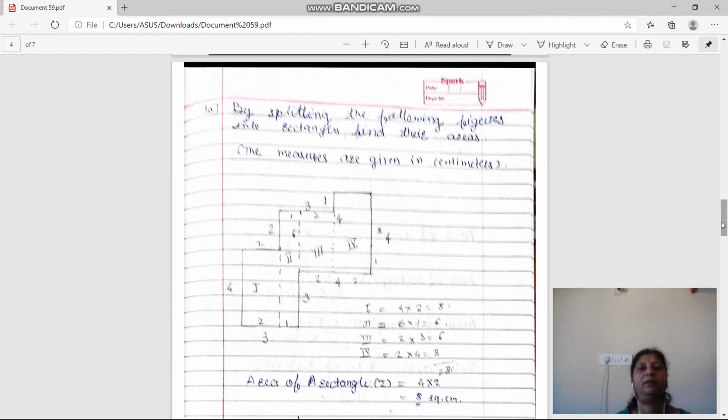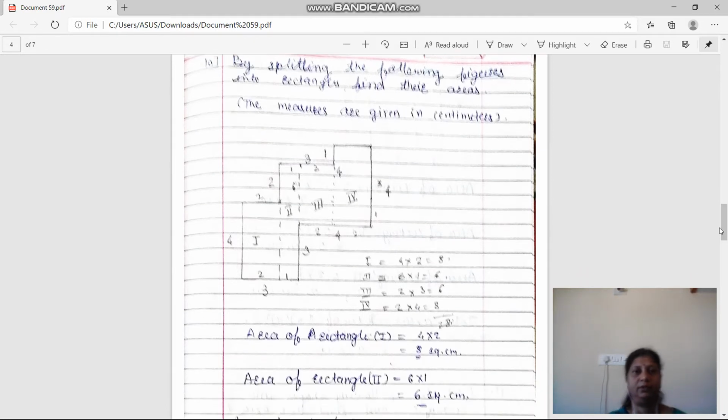Now next, by splitting the following figures into rectangles, find their areas. You can see in the book, but you have to see on the screen also, because the figure is given in the book. Everyone open your book.